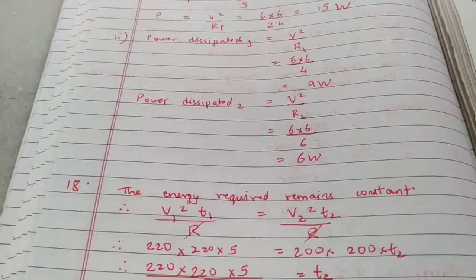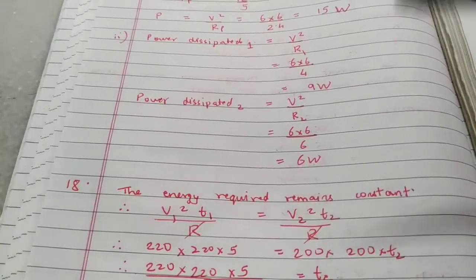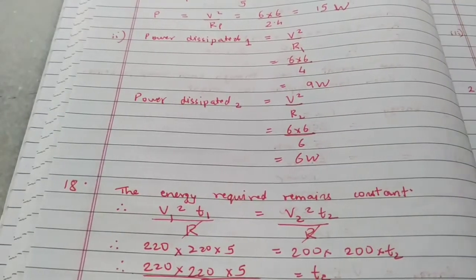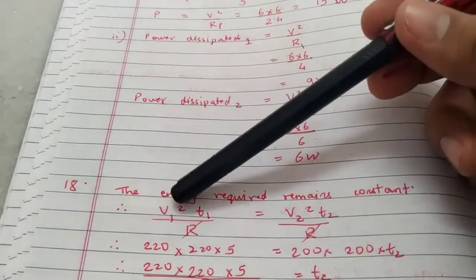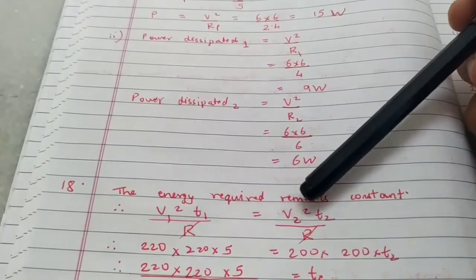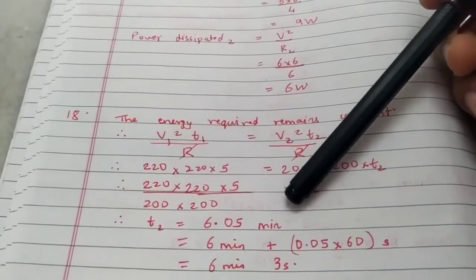And what is the formula of energy? It's V square T upon R is equal to V square T upon R. Since there is no mention of I in the sum, I have not used that formula. R and R gets cancelled because the resistance of the kettle remains the same. Since nothing is mentioned about the resistance changing, we can always state that it remains the same. So now what is left is the initial V squared into time and the final V squared into time. And the final time is what was asked. And we got the answer as 6.05 minutes.